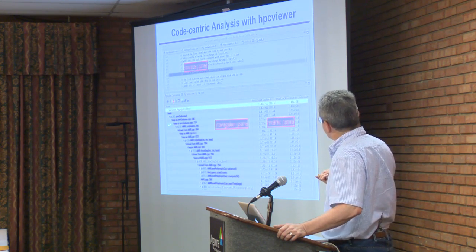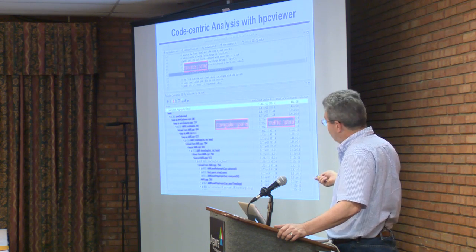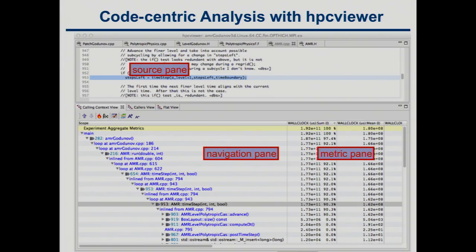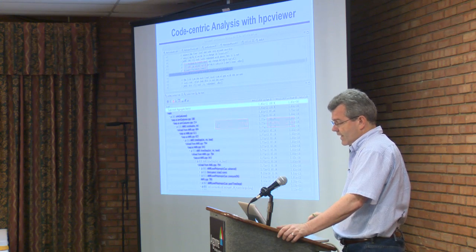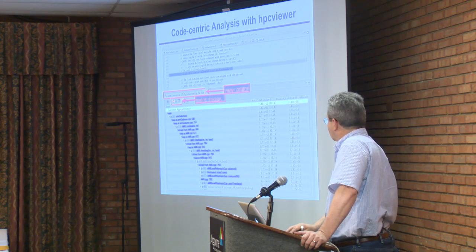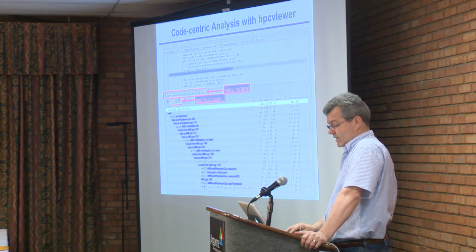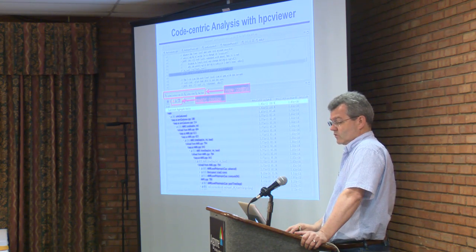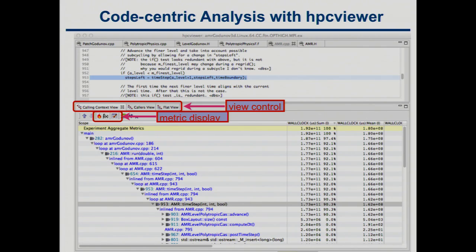And this indentation represents a call chain. So we have main calls AMR Godunov, and inside that is a loop, and inside that is another loop, and then it calls AMR run, and so you get the idea. So there's a whole call chain here. Not only do we have the calls, but we also have information about inline code and loops as well.